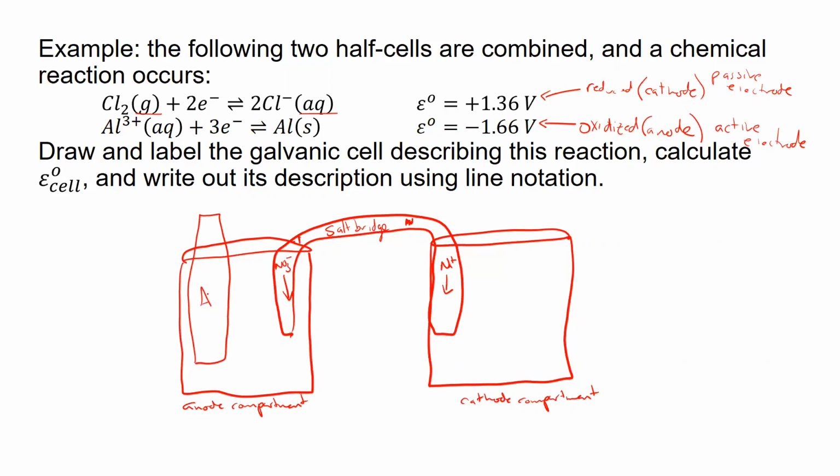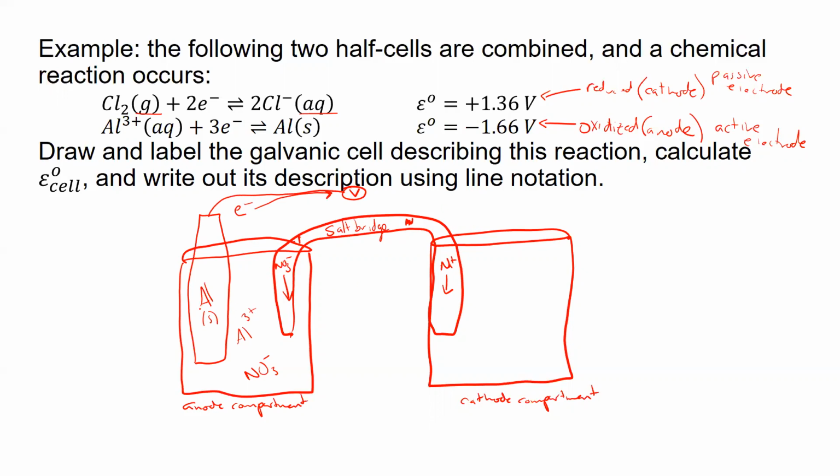So we've got aluminum solid, and we would have aluminum 3+, and maybe some sort of an anion that's nice and neutral. Nitrate's a good one. It's a pretty stable anion that'll give us the charge balance that we need. Then I'm going to connect my wire to my voltmeter here, and I'm going to draw in my electrons as moving from left to right.